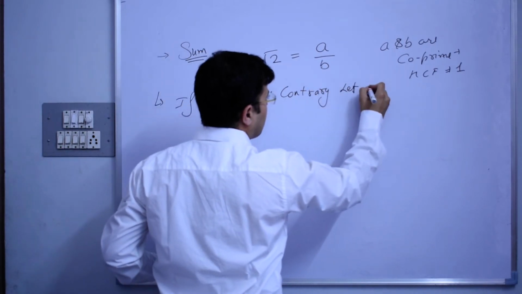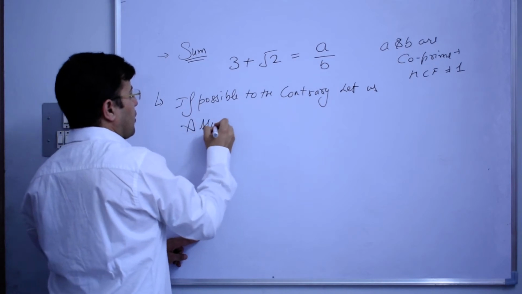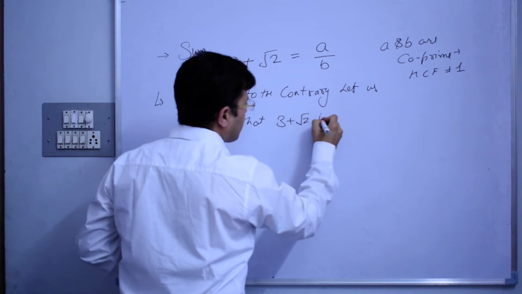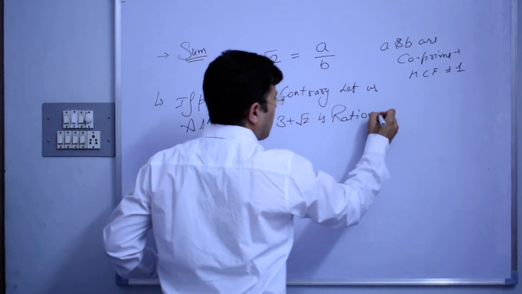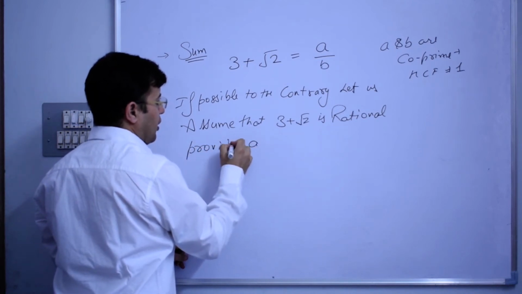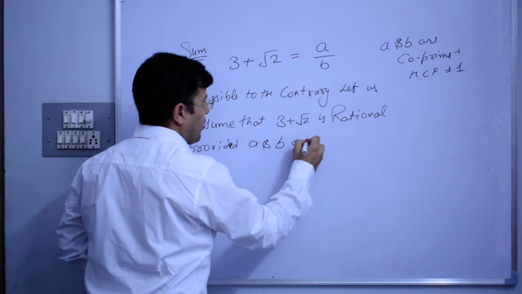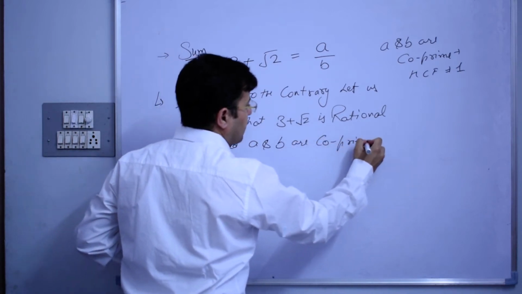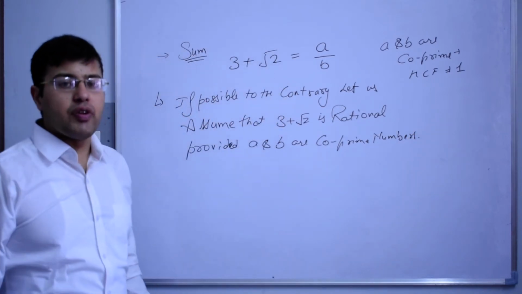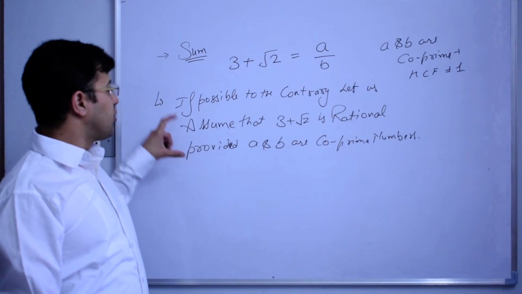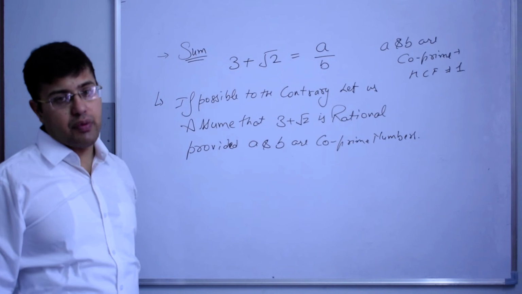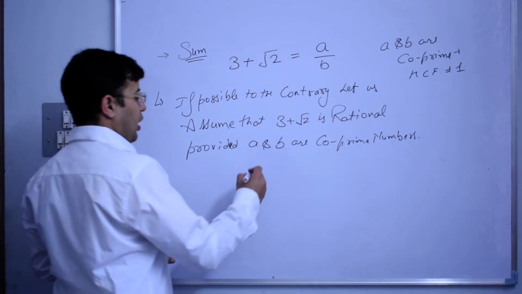let us assume that 3 plus root 2 is rational, provided a and b are co-prime numbers. Right, this is a kind of template. So whenever you have a question on an irrational number, you will use the same wordings, either for a single real number or square root, or for the sum, product or difference. So now let's see what happens over there.